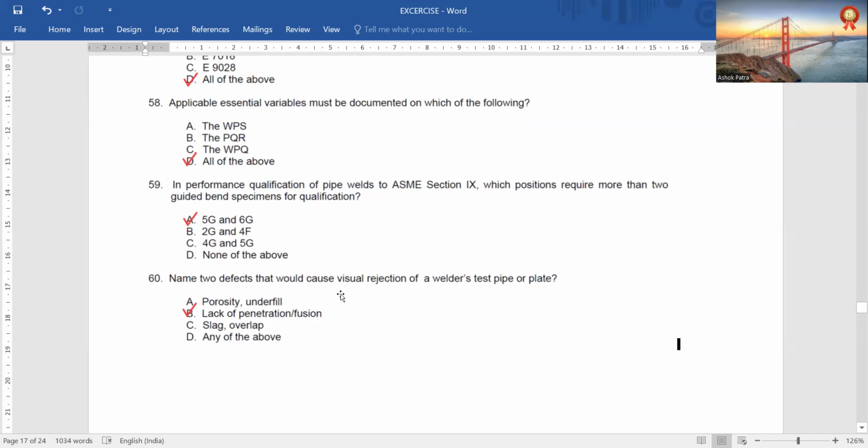Name 2 defects that would cause visual rejection of a welder test pipe or plate. Lack of penetration or fusion.